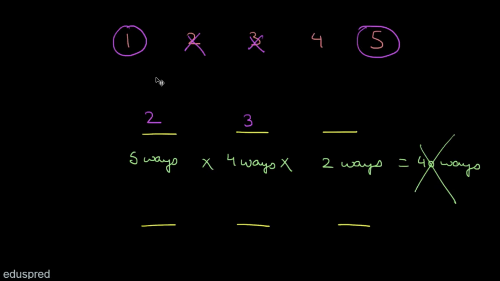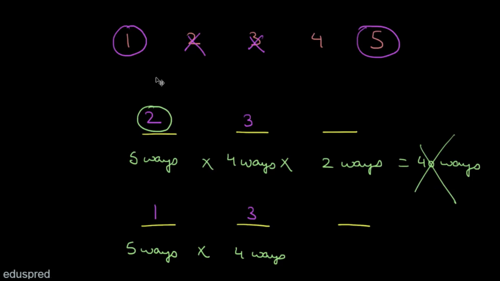Now we know that we can fill the first slot in 5 ways. Now instead of filling the first slot with the number 2, let us say that we are filling the first slot with number 1. Now having filled the first slot with the number 1, in how many ways can we fill the second slot? Well, we can fill the second slot in 4 ways. And for the sake of example, let's say that this number is 3.